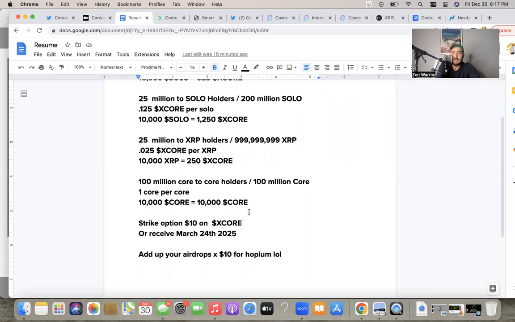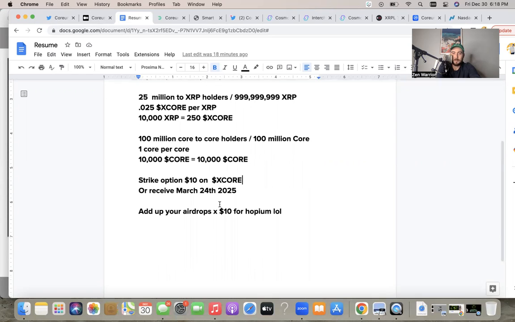Now if you want to have some fun, especially with the xCORE, if the strike option actually does hit $10 on xCORE, add up your airdrops, and there's some hopium for you. Add up the airdrops that you're going to be receiving, times that by $10. If the strike option hits on the option token that we've been discussing, wow, that for me is going to be life-changing. So I really hope that we're able to hit $10, but I'm really excited for this project for the long term either way.